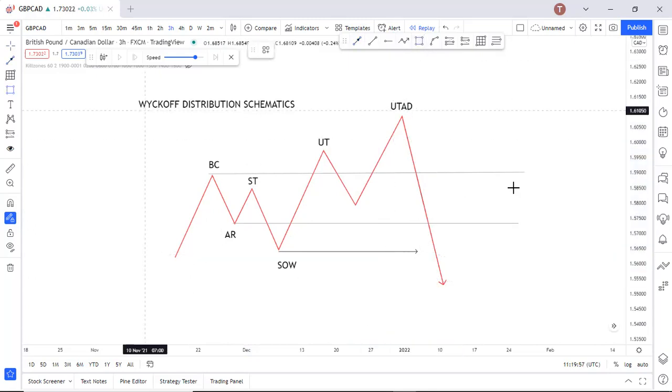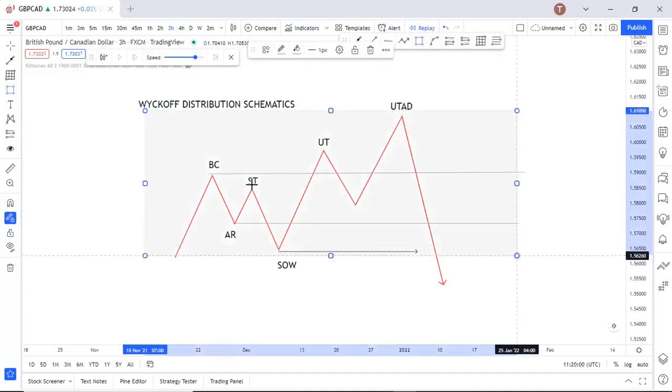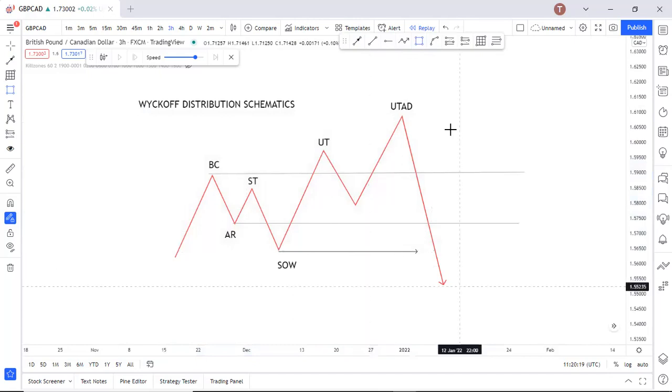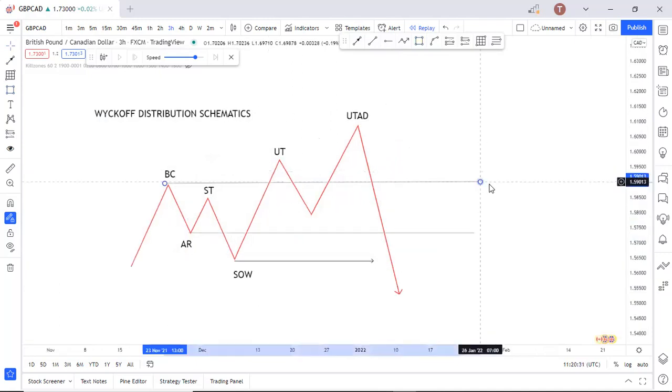Now, this is the old distribution, right? From the buying climax, the AR, the SOW, the ST, the UT, and the UTAD. For us to know that this UTAD is valid and confirmed as the end of our distribution, it needs to break below the old distribution that we have right here. Once we break below this distribution, we know we have a valid UTAD.